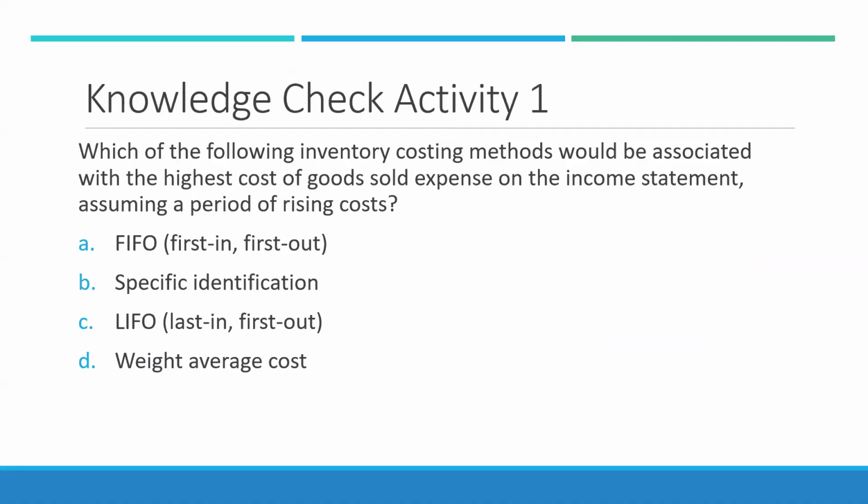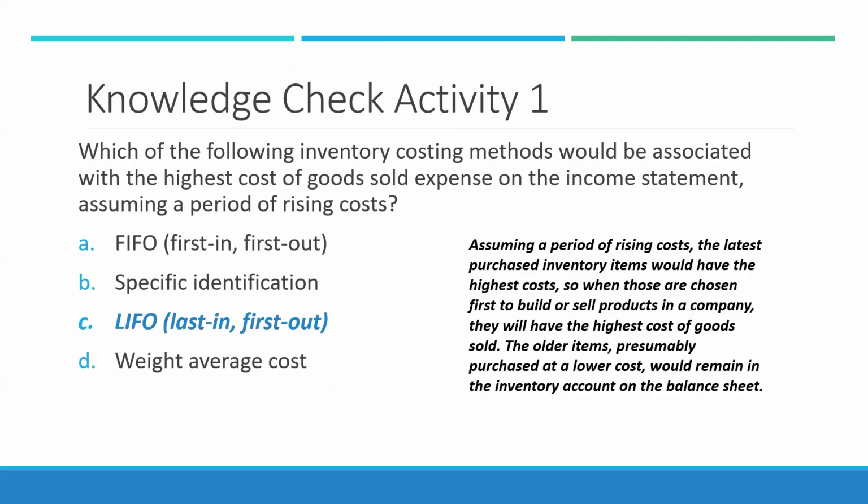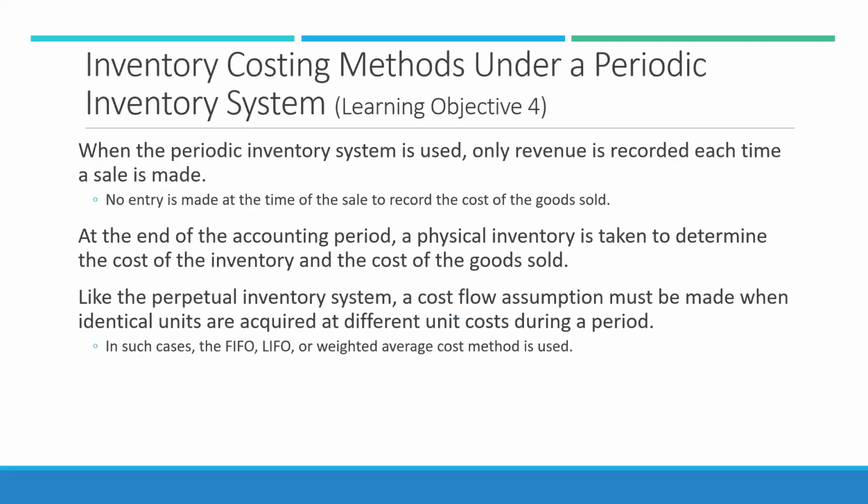Which of the following inventory methods would have the highest cost of goods sold in a period of rising costs? I think I heard LIFO. That is correct, because the highest cost inventory purchased most recently is what's included in cost of goods sold.